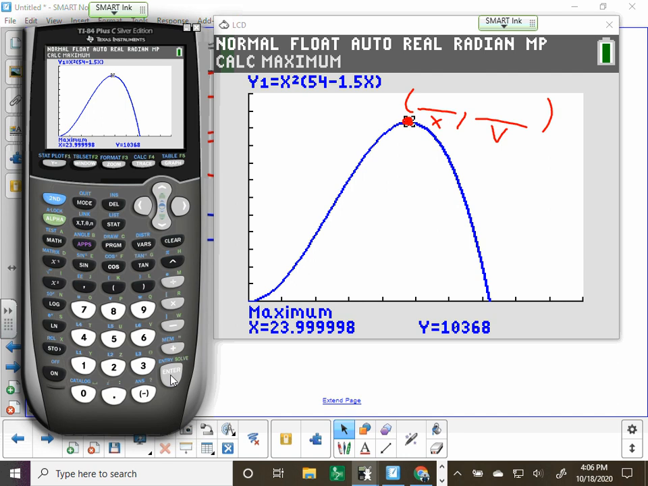10,368. So the answer is 24, comma, 10,368. 24, that's in inches, I believe. Is that the problem is in inches, right? That's inches, so it's 24 inches, so X can be 24. That's the most that X can be, and then the volume would be this many cubic inches. So that's quite a bit of space.